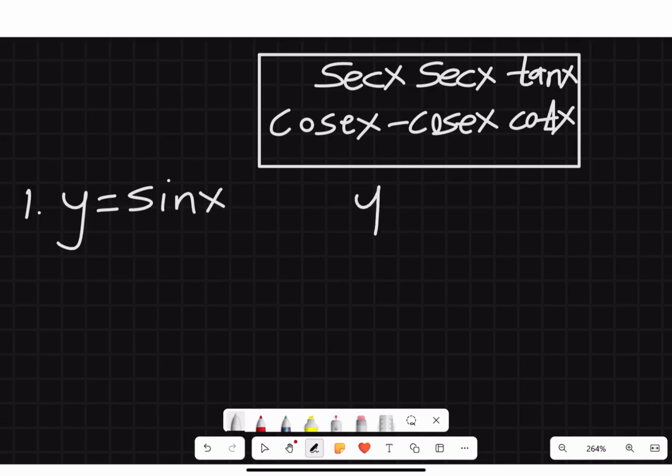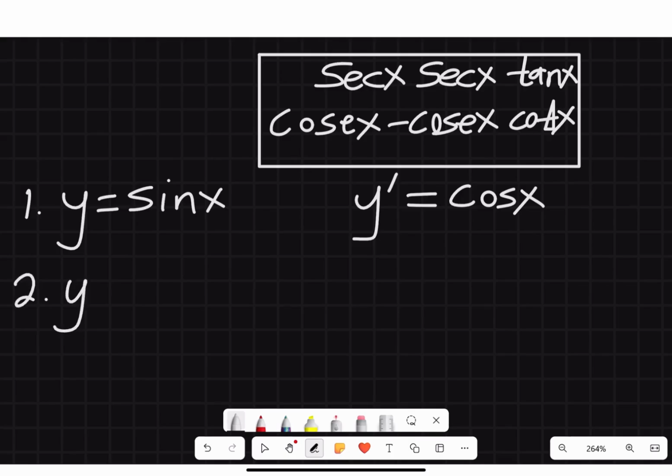So obviously we're looking for dy over dx. So you can just say y prime, right? This one is a basic one that I expect you to know. The derivative of sine is always cos. So the derivative of sine x is cos x, right? That one is easy.